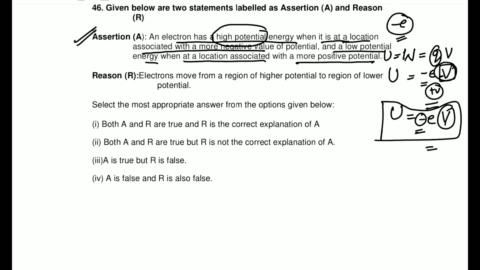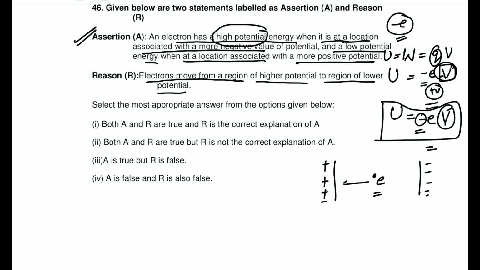Okay, then the reason: electrons move from a region of higher potential to a region of lower potential. Now we know that, let's say you have a higher potential here and a lower potential here, and you place an electron here. Then we all know what is going to happen. The electron will be attracted towards the higher potential, yes or no, right? Because there will be an electric field, and the electron will travel in the opposite direction.